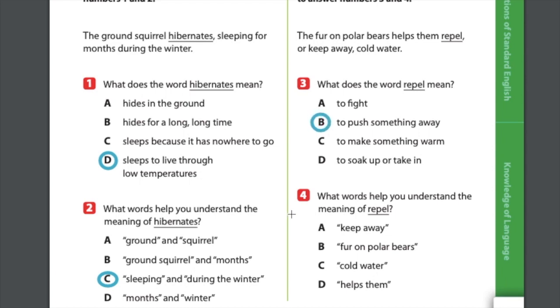And if I look at the next one, what words help you to understand the meaning of repel? Well, like I said, keeping something away and pushing it away are very similar things. One is the action, and the other one kind of has to do with why you're doing it. So I'm happy with those answers.